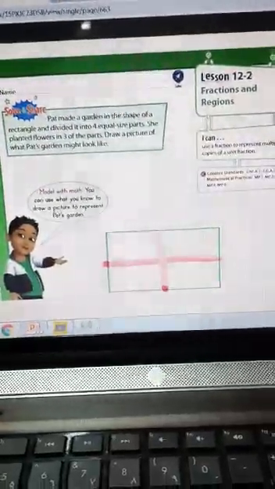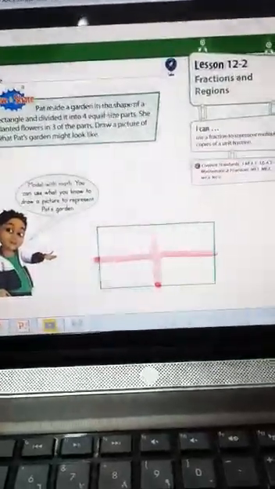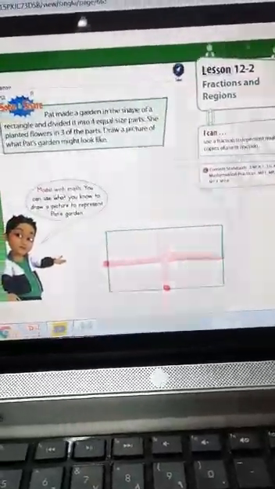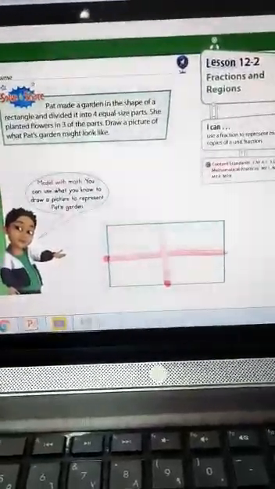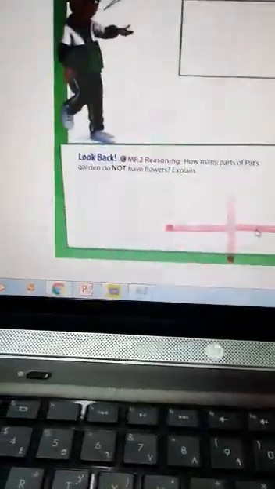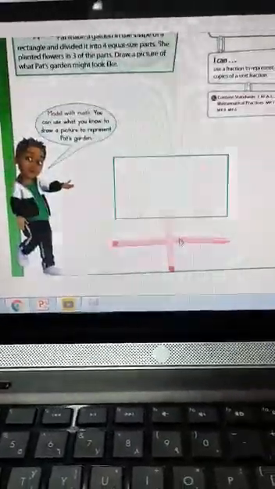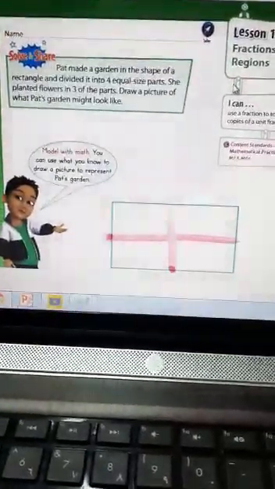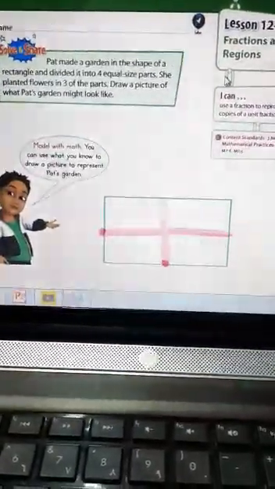Now, my students, we will start with math. Our lesson for today, lesson 2, fractions and regions. Again, we are still learning about fractions and regions. I'll go back before we start with page 617 to page 615, and then page 616, then 17, because here you will have ideas which help you to learn more about page 617.